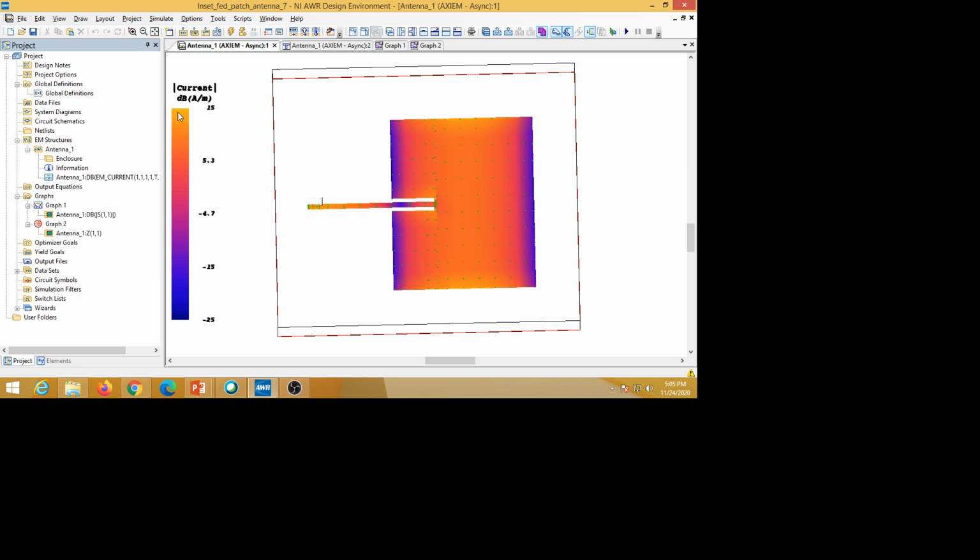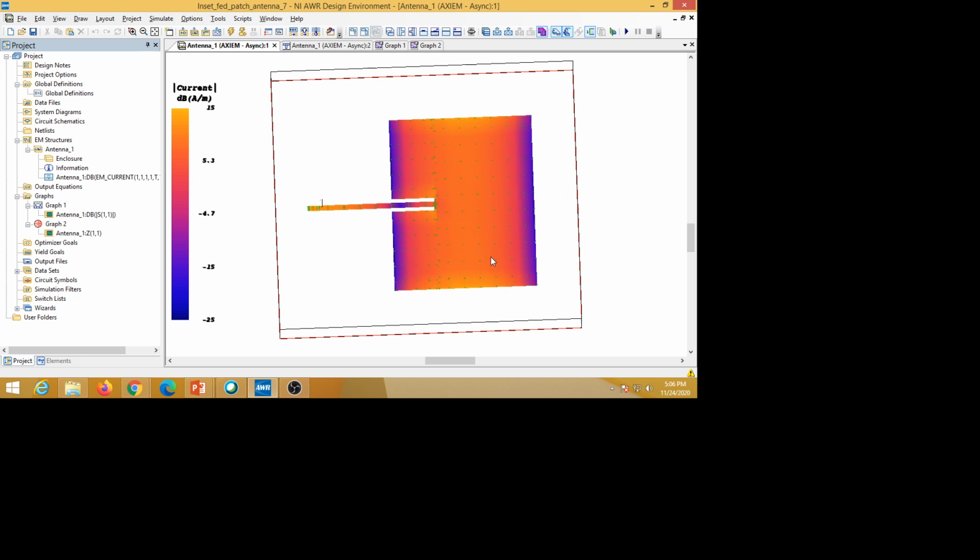This is representing maximum current, and this is minimum current. As we expected, minimum current must be at the edges, so the blue color must come here, and here. At the center there is a maximum current. The orange color is there at the center.